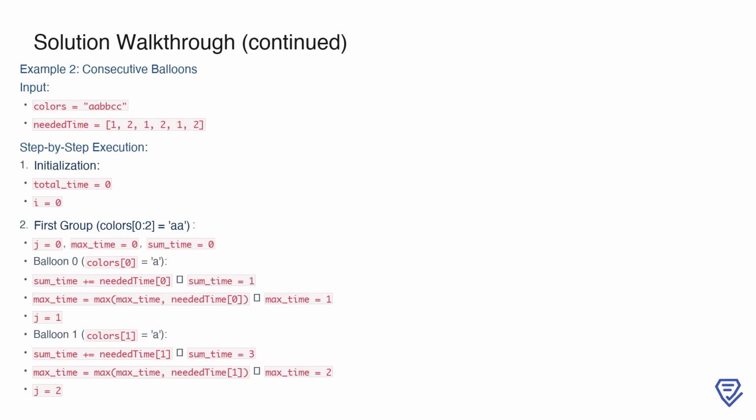To make this group colorful, we remove all but the most expensive balloon by subtracting max_time from sum_time, resulting in 1 being added to total_time. We then proceed to the next group.